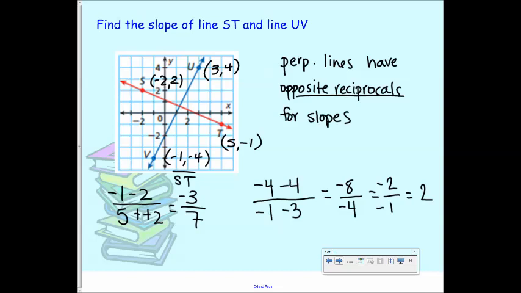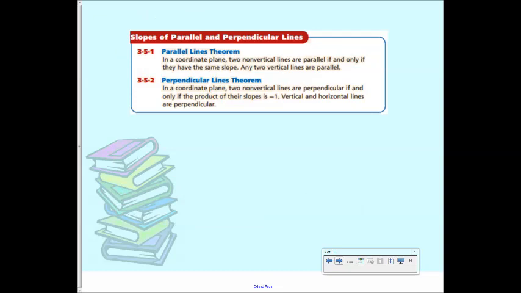All right, this is just those theorems that says in a coordinate plane, lines are parallel if and only if they have the same slope. And also any two vertical lines are parallel. So any two lines that are undefined are going to be parallel. In a coordinate plane, two non-vertical lines are perpendicular if and only if the product of their slopes is -1, which is a fancy way of saying opposite reciprocals. So just flip it and negate it. And vertical and horizontal lines are perpendicular.